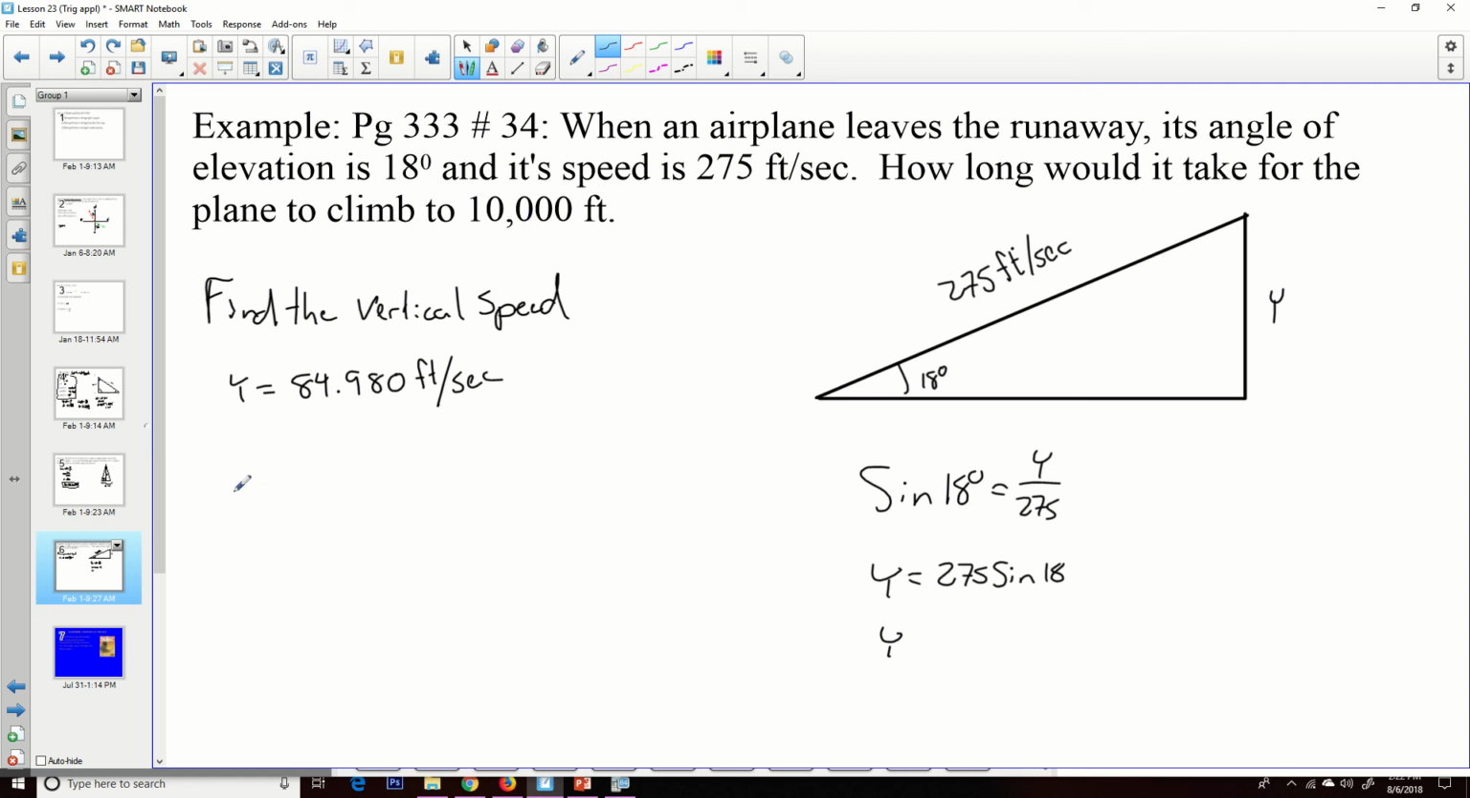All right, so how long does it take to climb to 1,000 feet? Well, we know that velocity equals distance divided by time, and therefore distance equals velocity times time, and therefore time equals distance divided by the velocity.